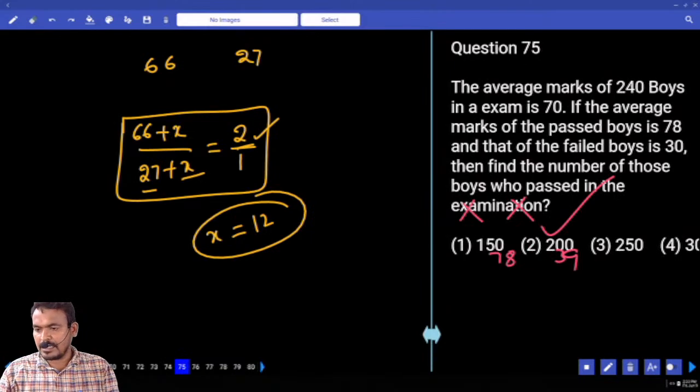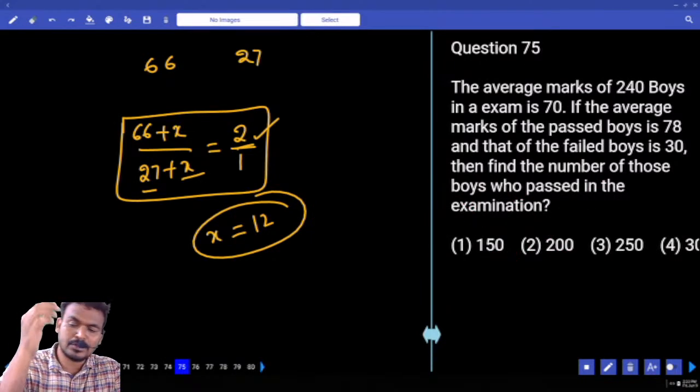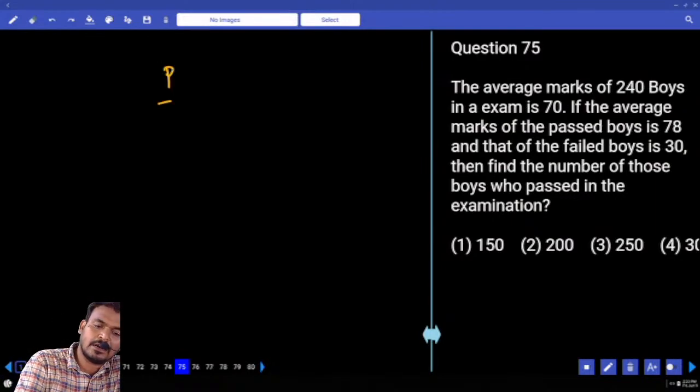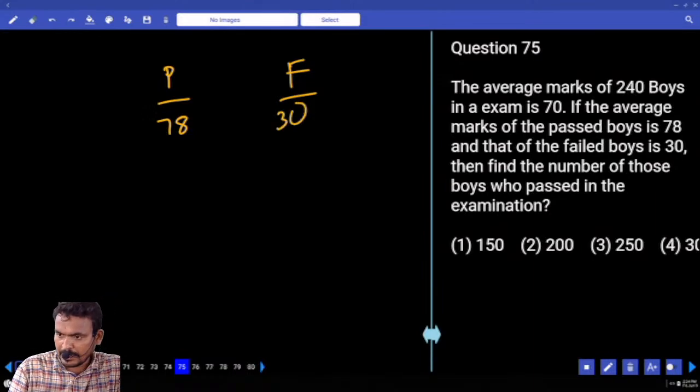Question number 75. The average marks of 240 boys in an exam is how much? 70. The average marks of the passed boys is how much? 78. And the failed boys are 30. Find the number of boys who passed the examination. One will be passed data, another failed data are given. What are the passed boys? 78. What are the failed boys? 30.